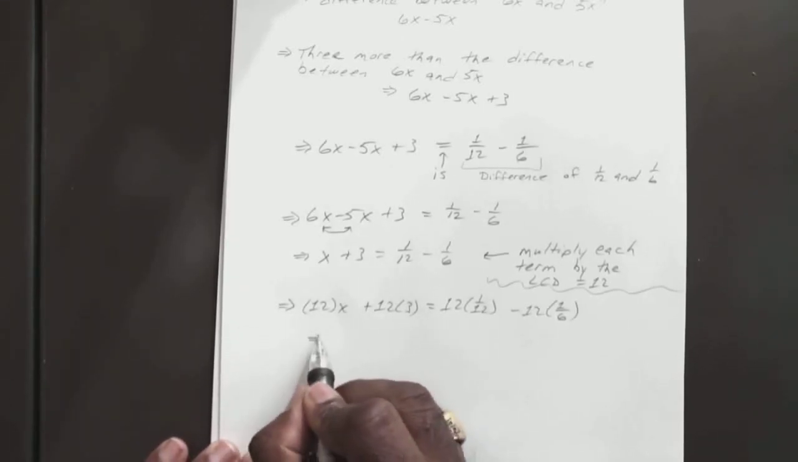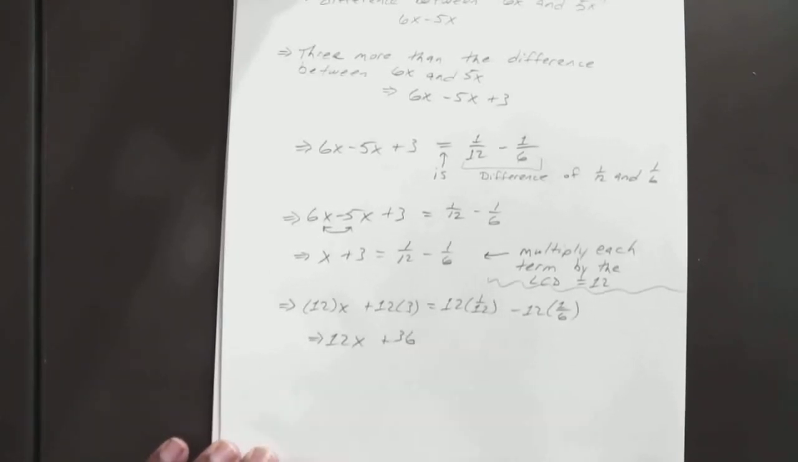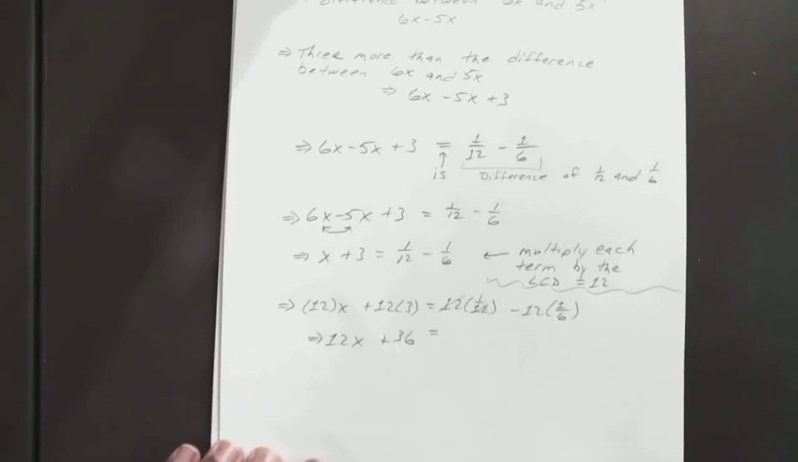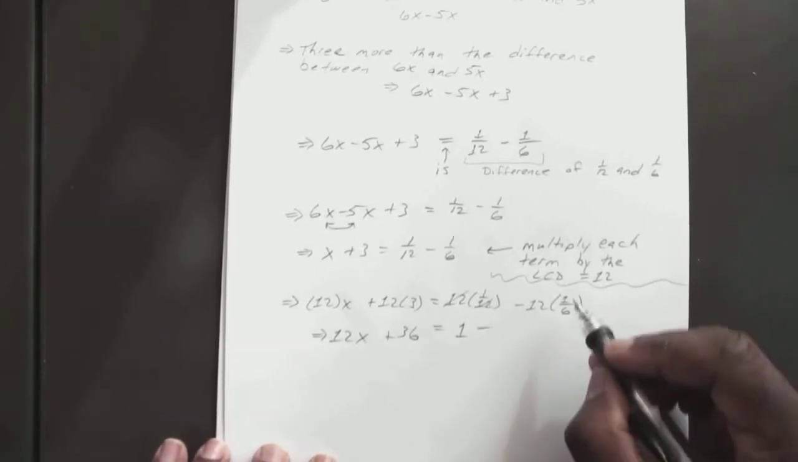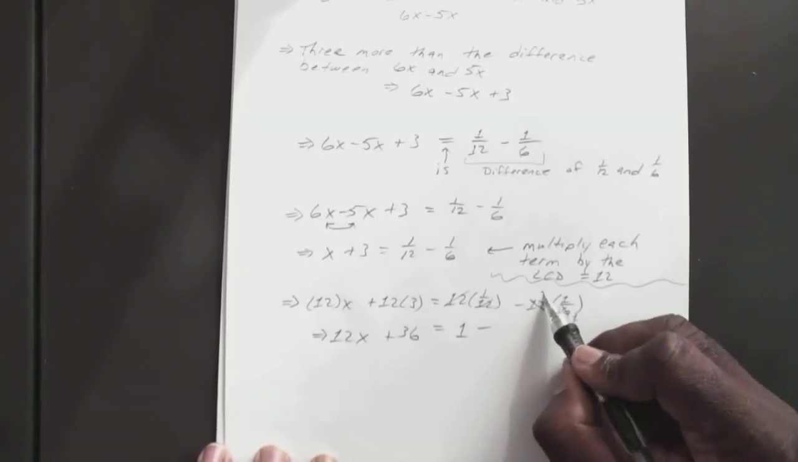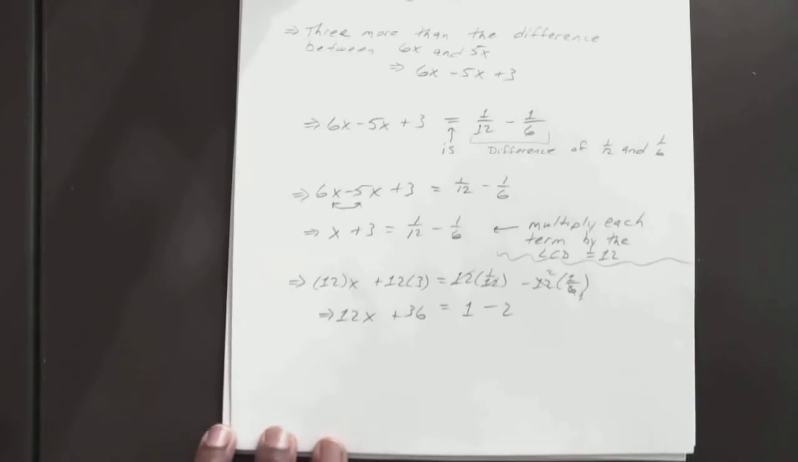Okay, so you have 12x plus 36 equals, those two 12s will cancel each other out. Anything divided by itself is just going to be 1. So you have 1 minus 6 goes into 6 one time. 6 goes into 12 twice. So 2 times 1 is just 2. Okay. So now we can just solve for x and don't have to worry about any fractions getting in the way.